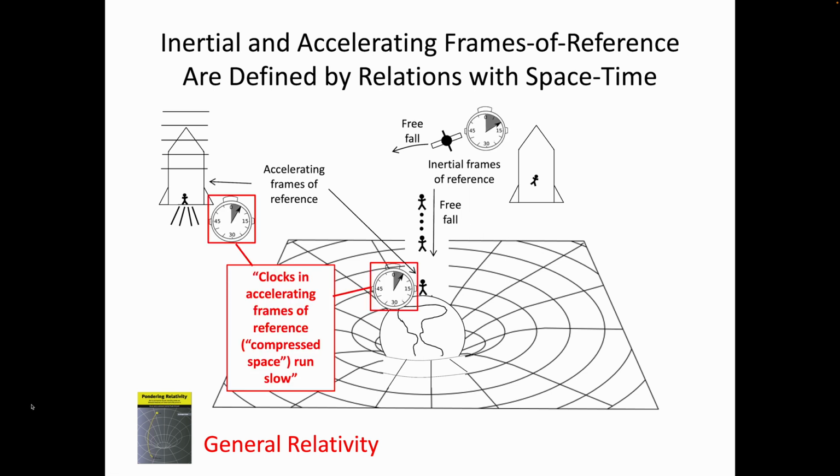And he also related this to time. When time is experienced separately from space, time in accelerating frames of reference, like accelerating rocket ships or on Earth's surface, clocks run slow. Time runs more slowly as compared to in inertial frames of reference away from any sources of gravity or in free fall.